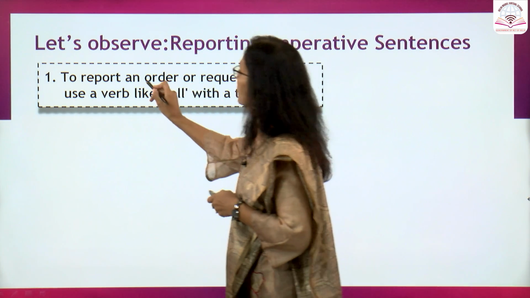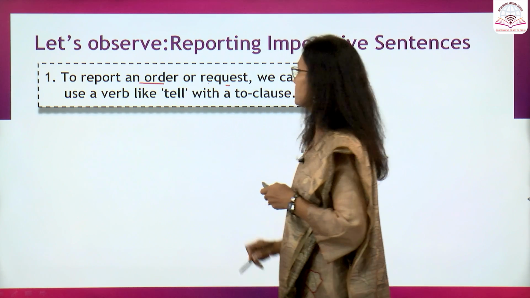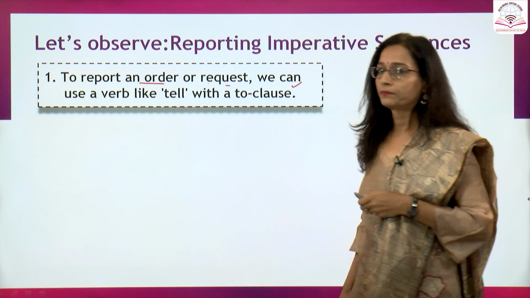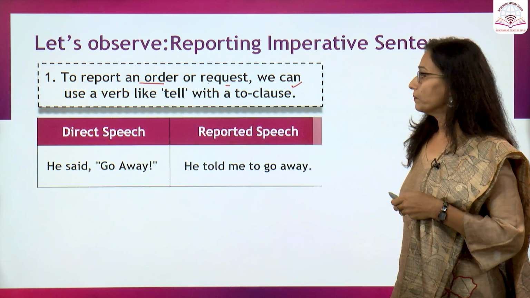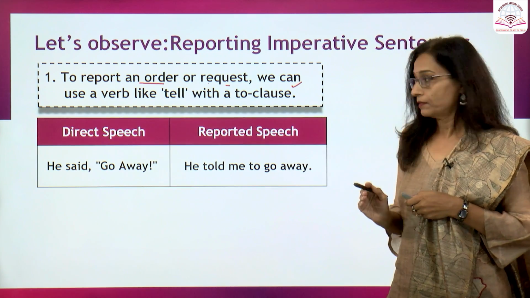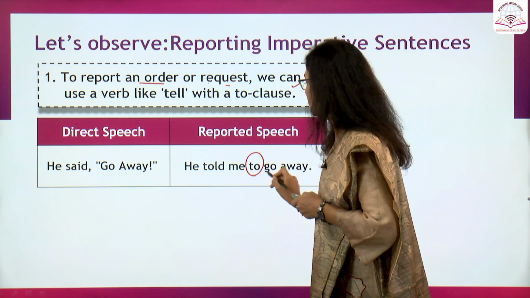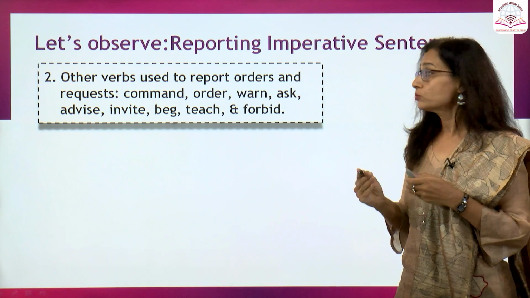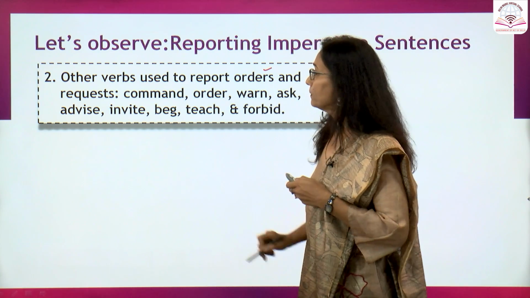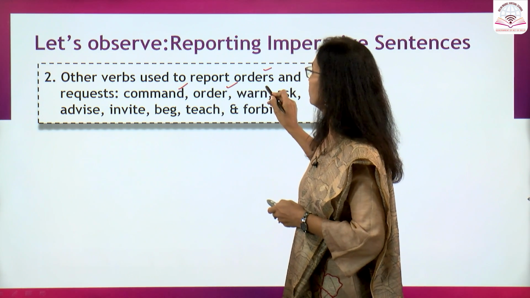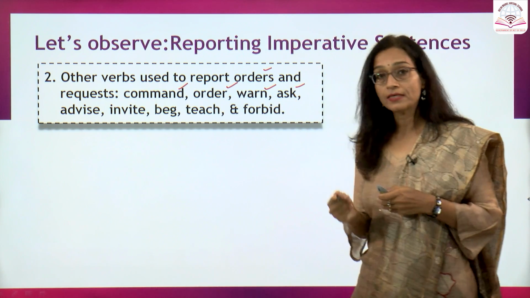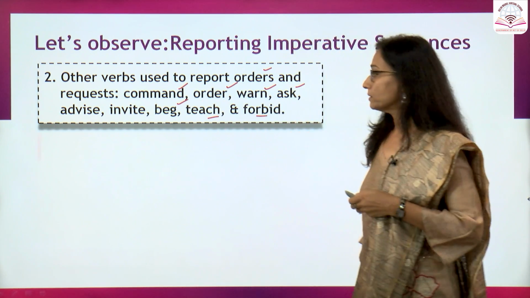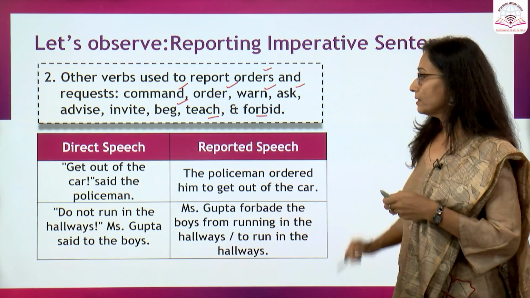Now, let us observe how we report these sentences. For example, if we want to report an order or a request, we can use a verb like tell with a to clause. Let us take a look at the example. He said, go away. He told me to go away. Other verbs which can be used to report orders and requests are command, order, warn, ask, advise, invite, beg, teach or forbid.